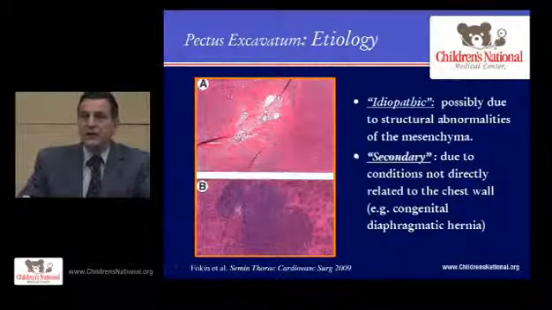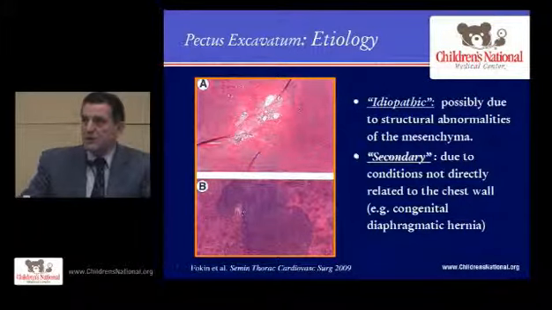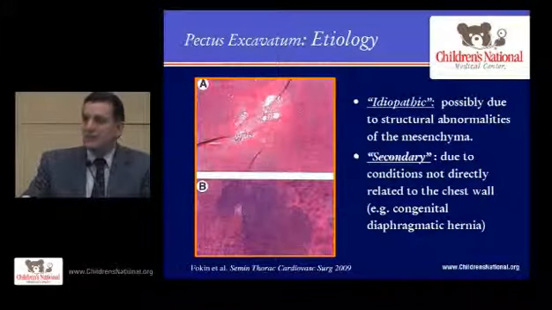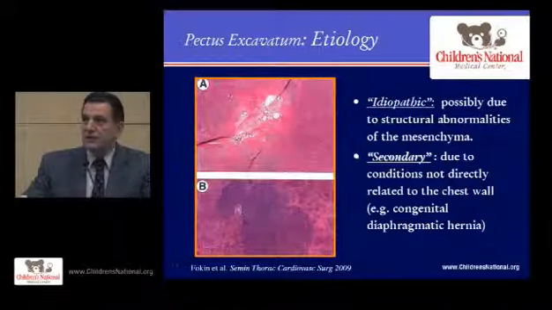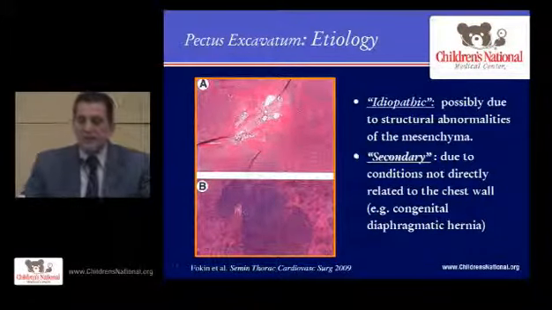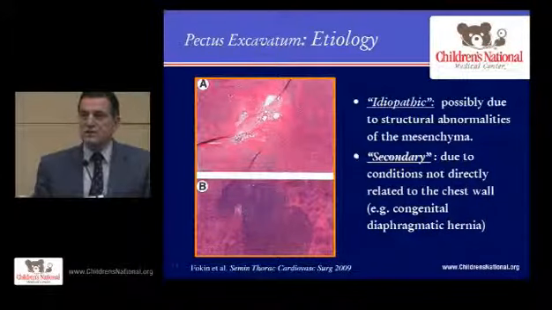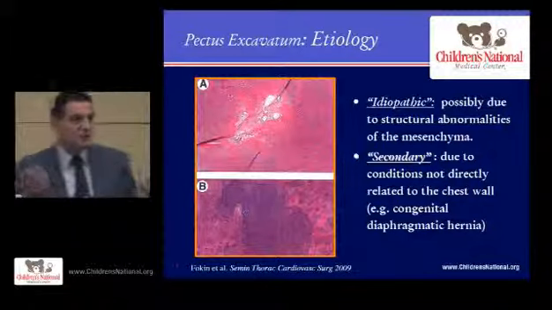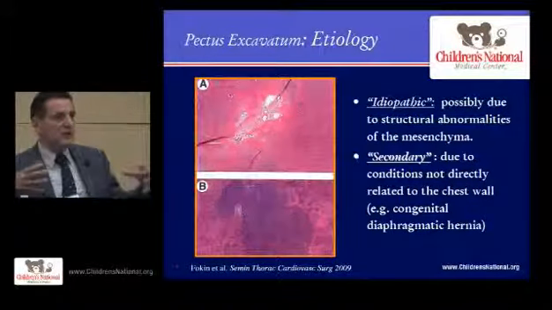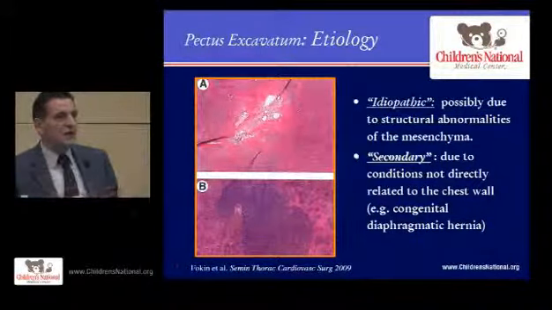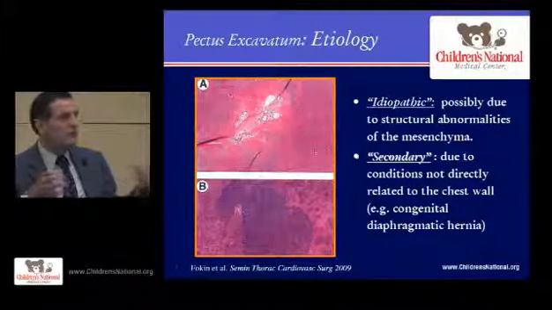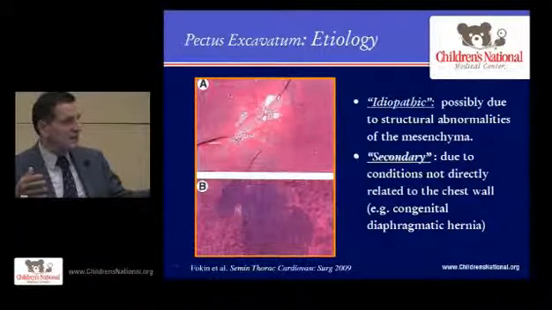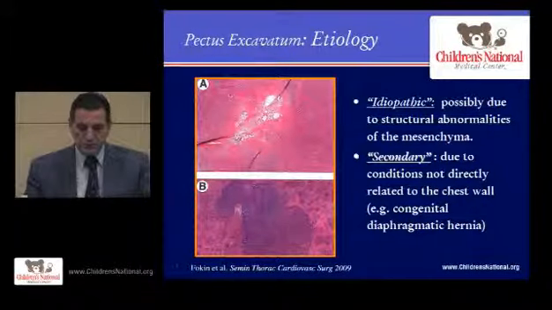In terms of the etiology of the Pectus excavatum, still it's not very clear. The belief is, and there is evidence for that, that it has to do with structural abnormalities of the mesenchyma. Think of it like the scaffolding. If you think of the rib cage as a structure, it is the scaffolding of this structure, when it's being built, that is defective, and as a result you have all of the subsequent problems.